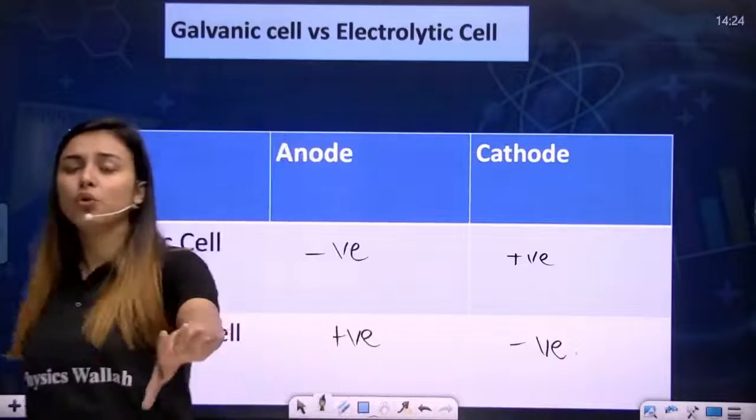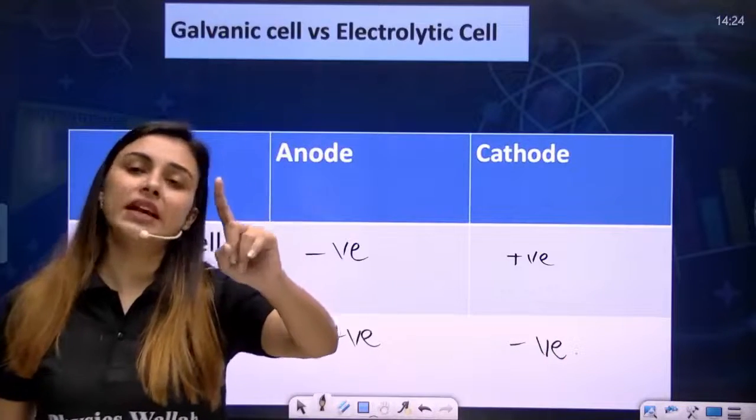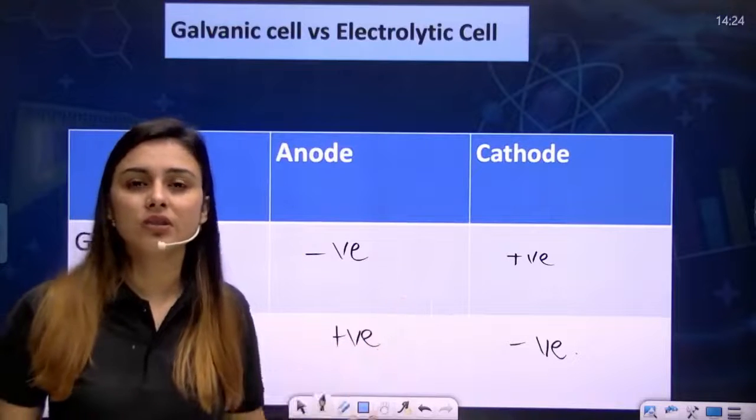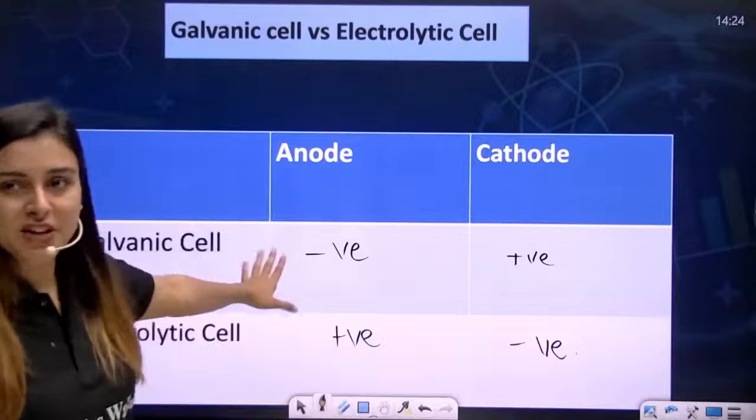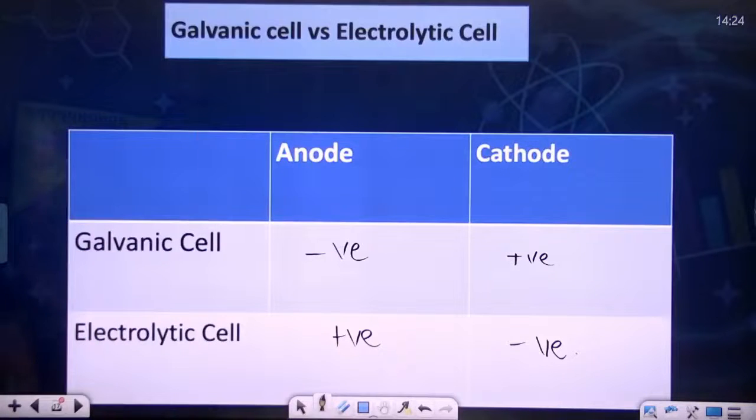So if you know any one electrode sign, then you can give the answer to all other three electrode signs as well for both the cells. Okay, yes, I hope you're clear with this. You can write this and then we'll practice on some questions.